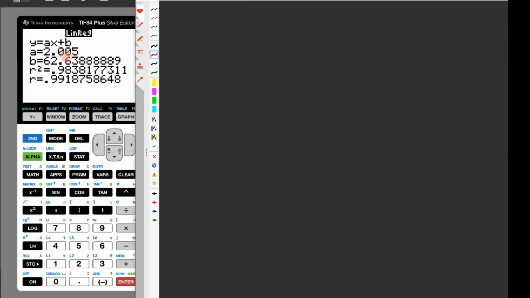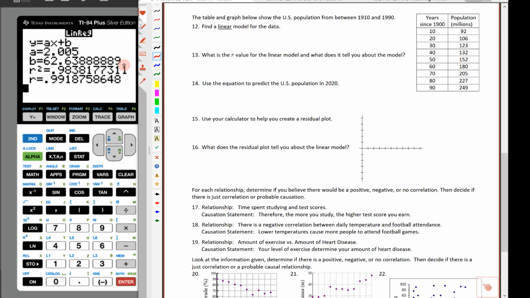So I'm going to shrink this down just a tad so we can see the calculator and the paper at the same time. I'm going to write down y equals 2.01x, and then plus, we'll round this one to 2 decimal places, so this is 0.638. This 8's enough to bump that up, so it's going to be 62.64. So there's our answer on that.